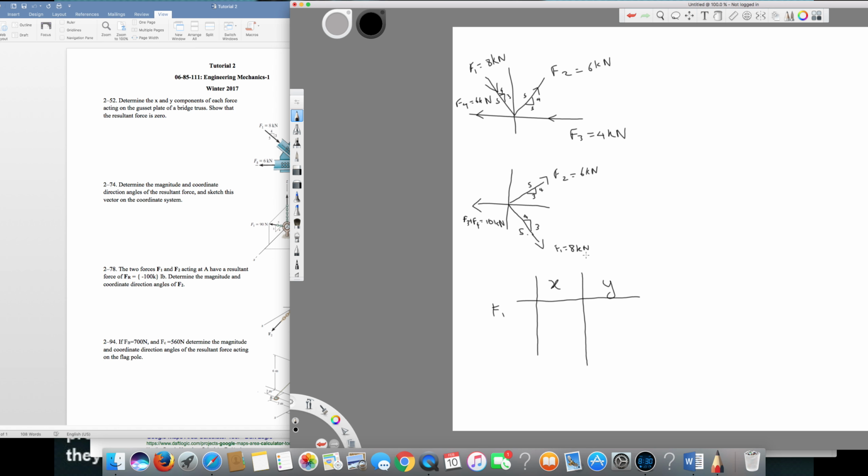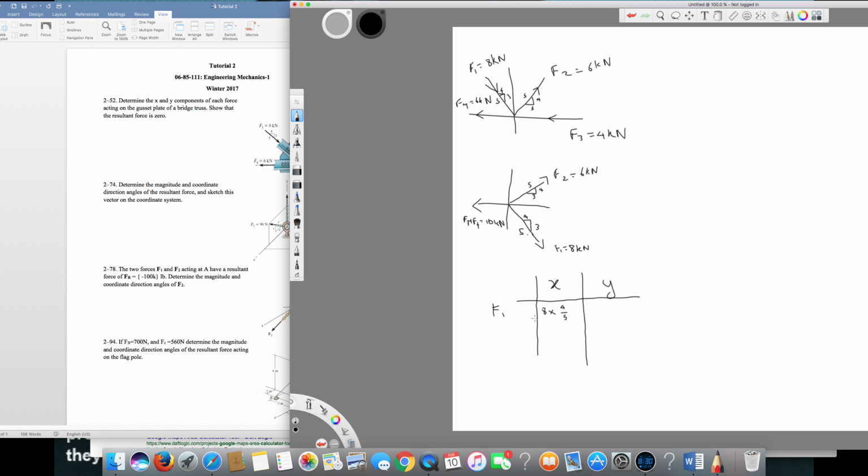In this case, F1 is 8 kilonewton, and to find the x component of this, if it's 30 degrees between them, we just say 8 cos 30. But in this case, they haven't given the degree, but they have given the sides of this slope right here. From this I can find it, because cos theta is adjacent over hypotenuse. So I can use this 4 as adjacent, because it's in the x direction, and 5 as hypotenuse. Therefore it's going to be 8 times 4 over 5.